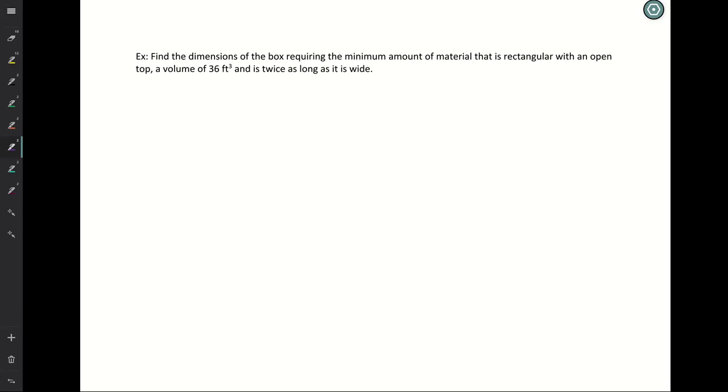All right, so now let's go through and look at another application. I'm trying to throw as many applications at you as I can so you can see examples of each. This one says, find the dimensions of a box requiring a minimal amount of material that is rectangular with an open top, a volume of 36 cubic feet, and is twice as long as it is wide. Notice that we're trying to use a minimal amount of material. Maybe it's not totally clear what we're trying to minimize, but we'll talk about that more when we draw the picture.